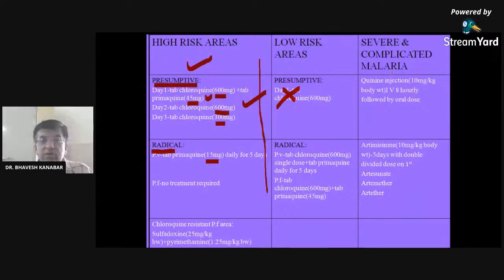In case of severe or complicated malaria, quinine injection is to be given, but in place of that, we have the better drug, artesunate derivatives, that is artemisinin, artesunate, artemether, and arteether. Remember this. In place of the quinine, these artemisinin derivatives. First remember the names: artemisinin, artesunate, artemether, and arteether. They are to be given in severe and complicated malaria, particularly caused by Plasmodium falciparum.